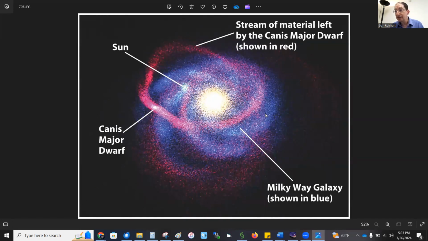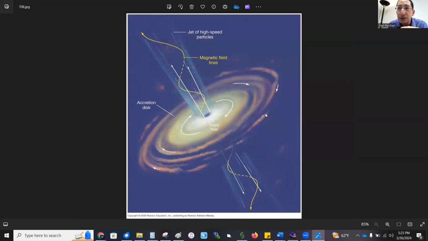Now, another thing happens when the gas is disrupted. A lot of it will fall to the center of the gravitational well, the center of our galaxy. At the center of our galaxy, like at the center of pretty much every galaxy as we understand it, there's a black hole. And it's a pretty big one.